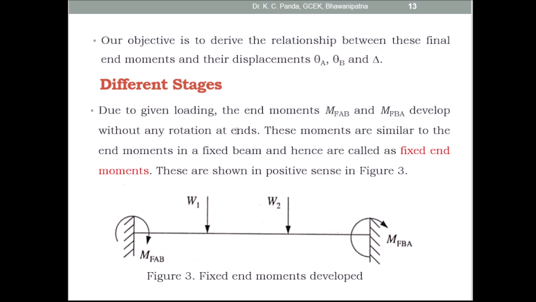Due to the given loading, the end moments MFAB and MFBA develop without any rotation at the ends. These moments are similar to the end moments in a fixed beam and hence are called fixed end moments. These are shown in positive sense in figure 3. Whatever external load is given on the beam, first you have to find the fixed end moments. This is MFAB, MFBA. This is the positive sense of the fixed end moments.